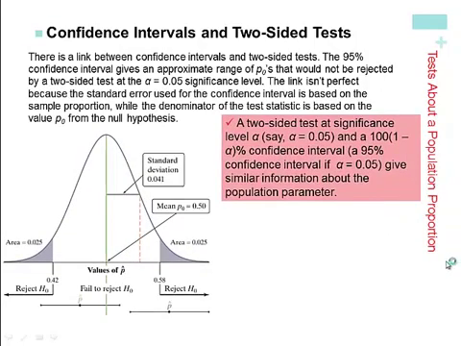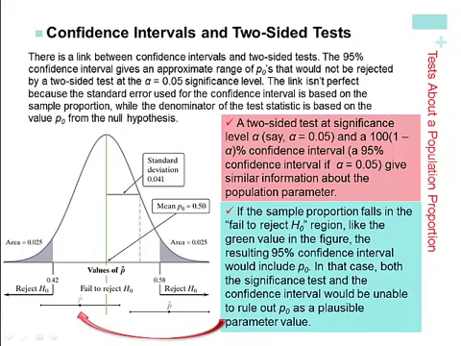So in taking a look at this sampling distribution, a two-sided test at significance level alpha, let's say alpha is equal to 0.05, and a 100 times 1 minus alpha percent confidence interval, which would be a 95% confidence interval if alpha was 0.05, give similar information about the population proportion. 95% of the area between the two critical values gives an area of 0.05 in both tails. So that's the two-sided test. 0.025 here, 0.025 there, adds up to our 0.05.